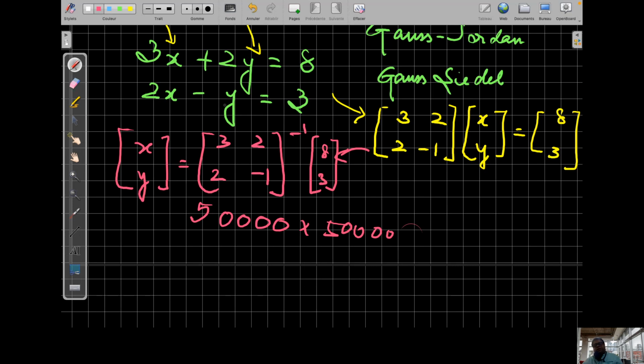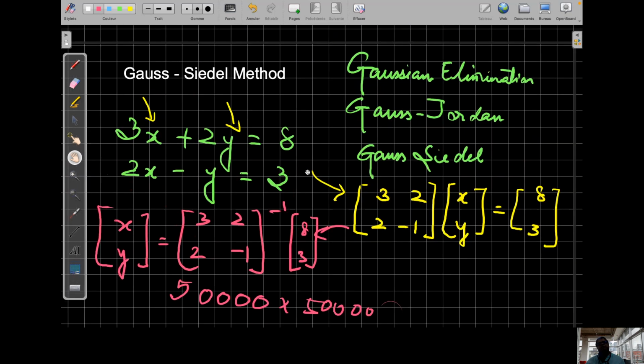In order to find these better methods, some mathematicians did extensive work on finding inverses of very large matrices, and they came up with these three methods. Out of these, the Gauss-Seidel is the iterative one. So Gauss-Seidel happens to be an iterative solution.